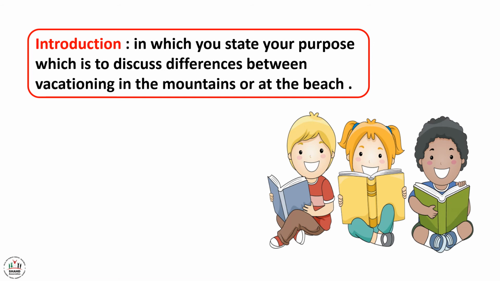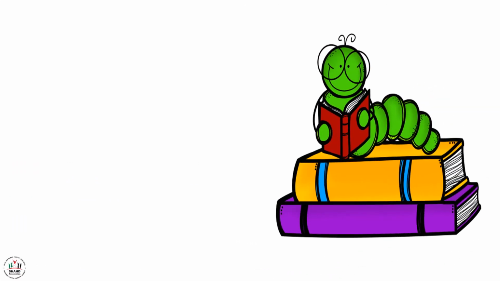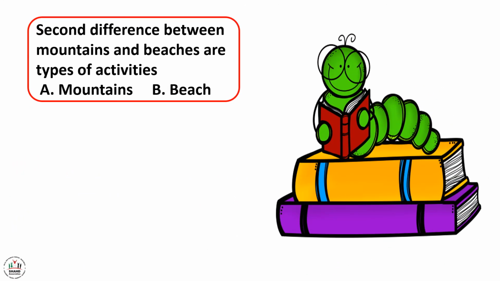The body of your paragraph. First, the difference between mountains and beaches in climate. First, you talk about mountains and then the beach. Second, the difference between mountains and beaches is types of activities. You talk about the activities in the mountains and the activities at the beach.